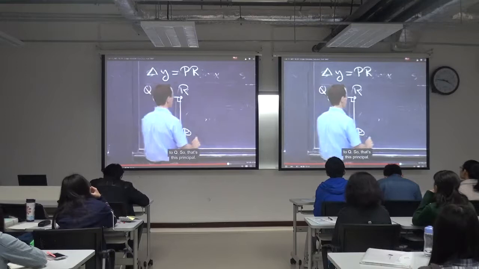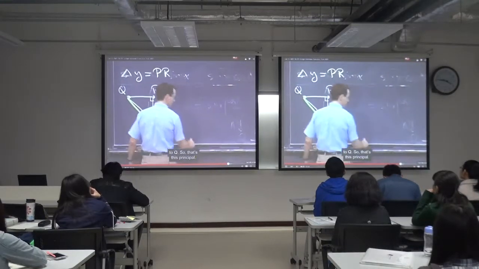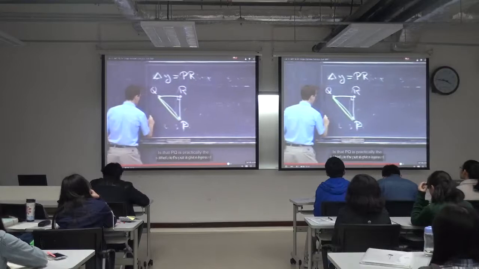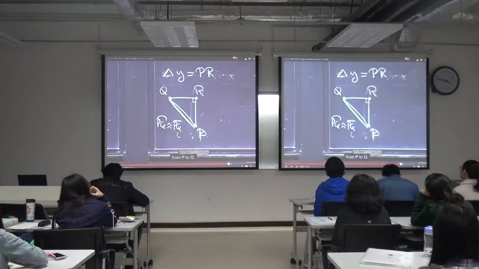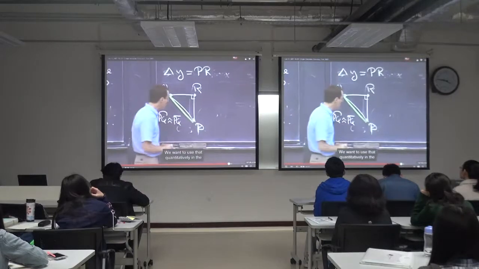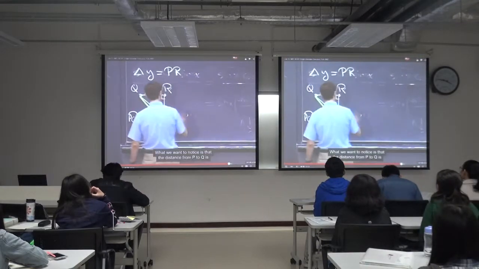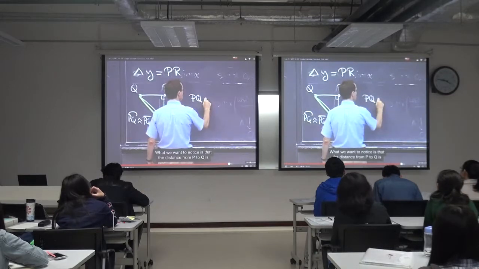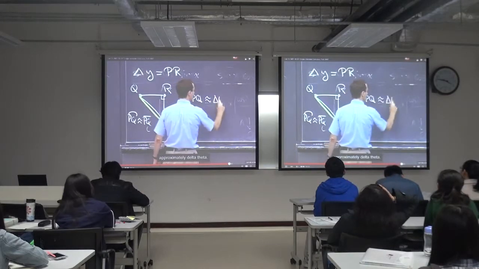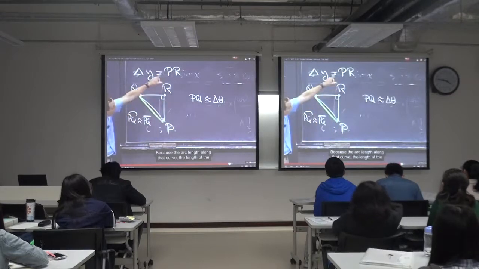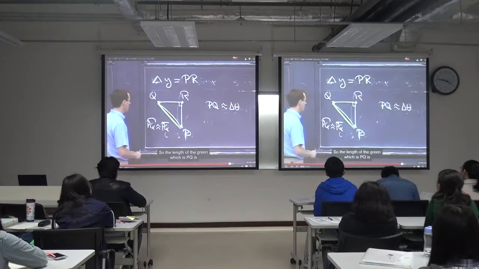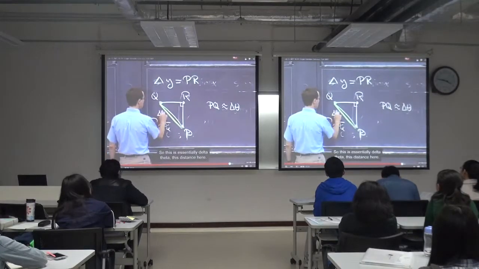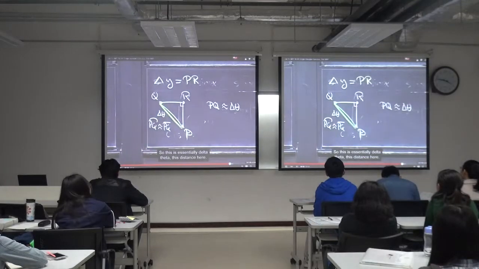Alright, so that's this principle, let's put it over here, that PQ is practically the same as a straight segment. So how are we going to use that? Well, we want to use that quantitatively in the following way. What we want to notice is that the distance from P to Q is approximately delta K, because the arc length along that curve is delta K, so the length of the green, which is PQ, is almost delta K. So this is essentially delta K, this distance.